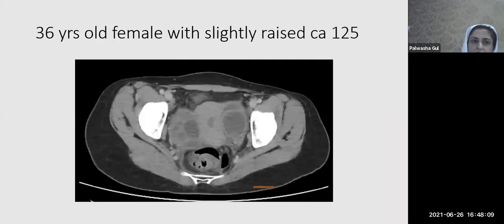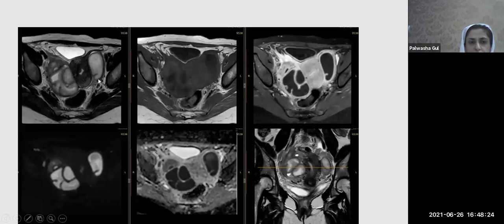Case number 18, a 36 year old female with slightly raised CA125 levels. CT scan was performed. There were multiple peripherally enhancing cystic lesions in bilateral adnexa with some fat strandings. She underwent an MRI, and this was T2, T1, post-con T1, DWI, ADC, and coronal T2.